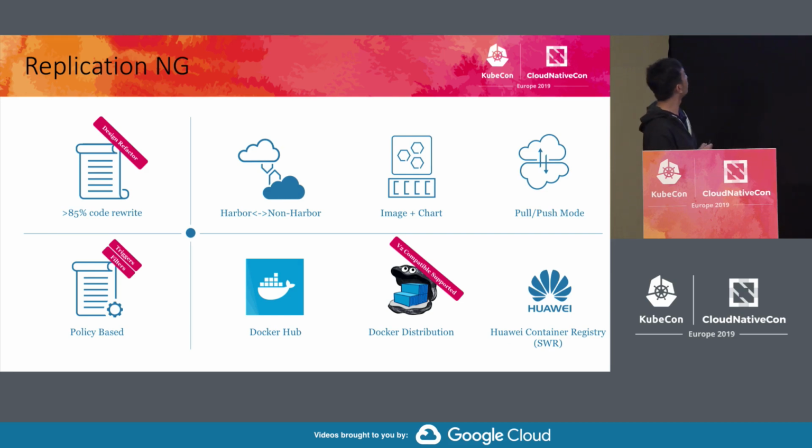You can also set different triggers, like manually triggering the replication, or scheduling a task to launch a replication at some later time. Also, you can set it to be based on events. That means if some new image is pushed to your registry, then it can be directly replicated to the other registries.